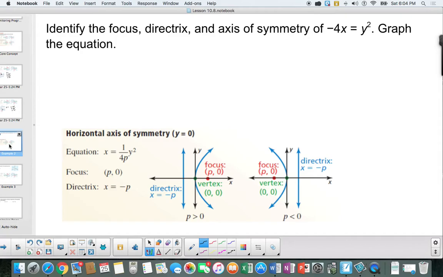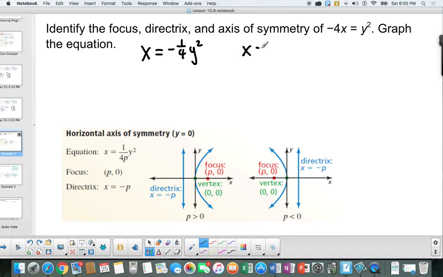Alright, so let me go ahead and do another problem. The first thing I want to do is get x by itself. So x is equal to negative 1/4 y squared. Okay, so I want to make sure I can figure out what p is.